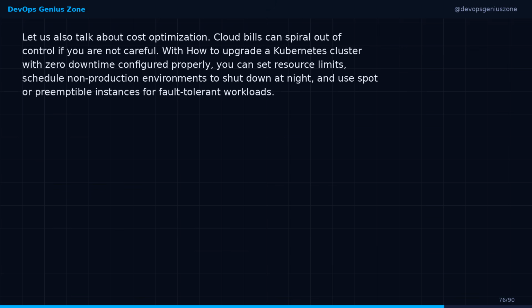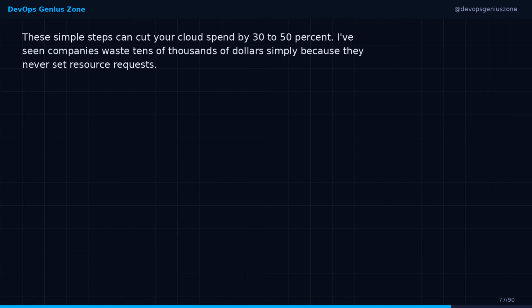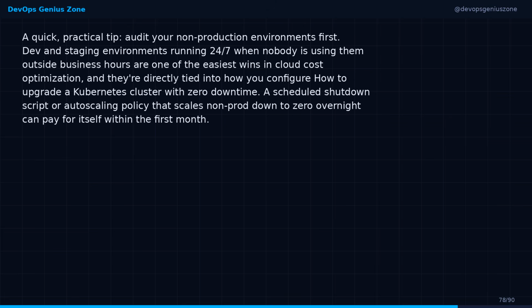Let us also talk about cost optimization. Cloud bills can spiral out of control if you are not careful. With your setup configured properly, you can set resource limits, schedule non-production environments to shut down at night, and use spot or preemptible instances for fault-tolerant workloads. These simple steps can cut your cloud spend by 30 to 50%. I've seen companies waste tens of thousands of dollars simply because they never set resource requests.